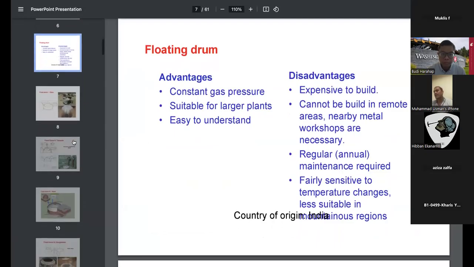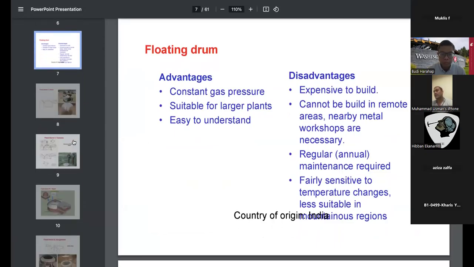So here, if you see, these are the advantages of this type of biogas plant. This is constant pressure, and this biogas plant is suitable for larger plants, easy to understand. But the main disadvantage is that the drum, which we have seen, the gas drum, is usually made of steel. That is why it is very expensive and cannot be built in remote areas.